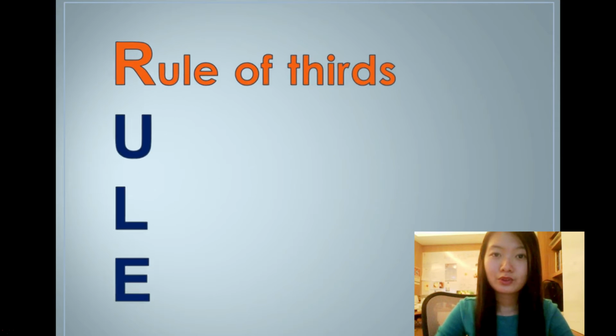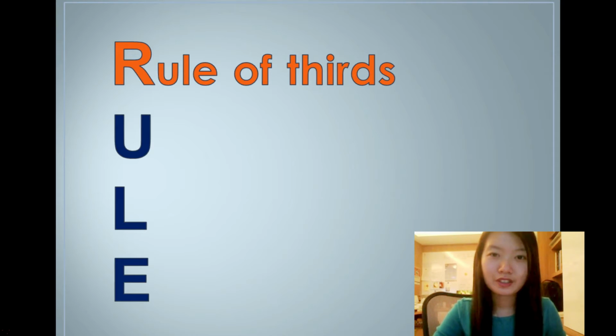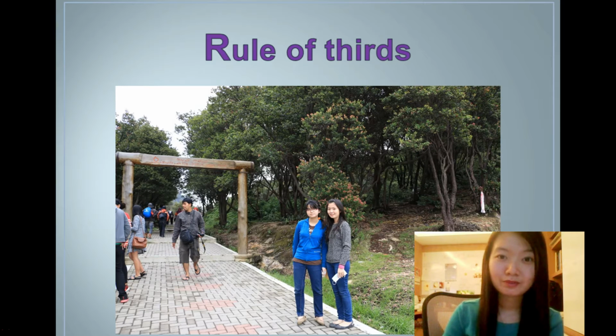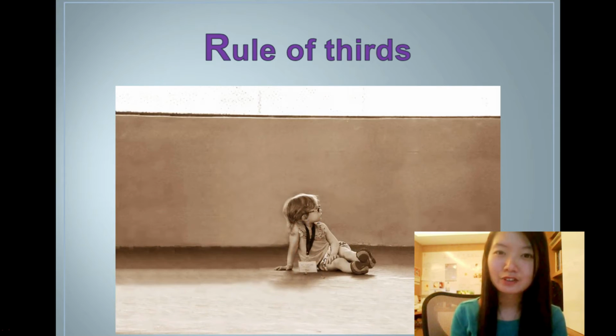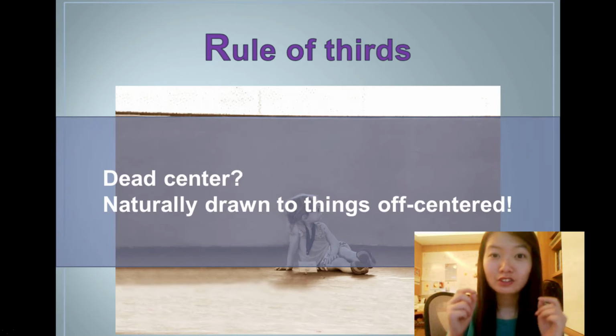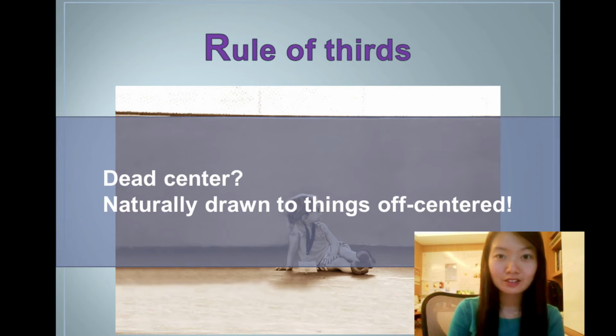Firstly, the rule of thirds. When we take a photo, what do we usually do? Place the subjects in the dead center of the frame, as was done with this photo. It seems natural to place things in the center, right? Wrong. Science has proven that our eyes naturally gravitate towards the sides and corners of a photo. Yes, we are naturally drawn to things that are off-centered.